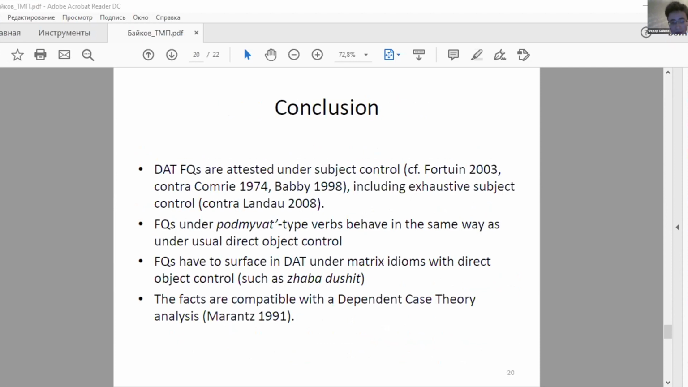So my main conclusions are that dative floating quantifiers are attested under subject control, including exhaustive subject control, which many existing works claim to be impossible. And floating quantifiers under Podmyvat type verbs behave just in the same way as under usual direct object control, while floating quantifiers have to surface in dative case under matrix idioms with direct object control, such as жаба душит or черт дернул. And these facts are compatible with a dependent case theory analysis, which of course is not to claim that an analysis based on classical case theory, for example, as that in Chomsky 2000, is incompatible with these facts.